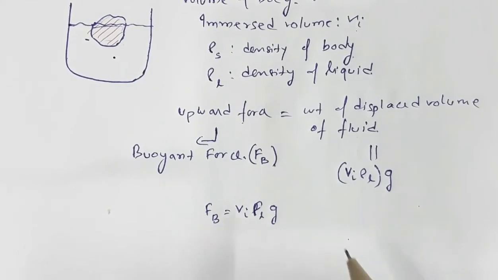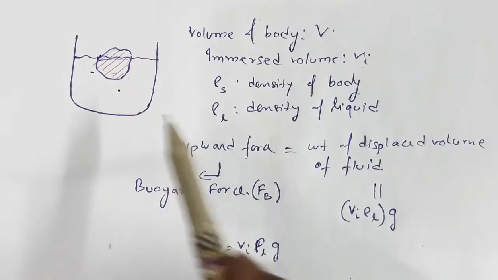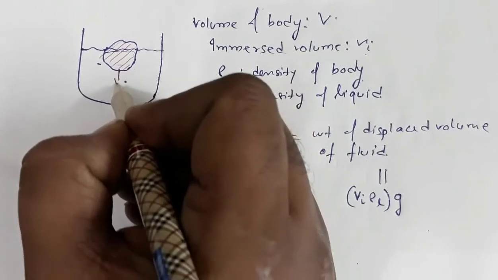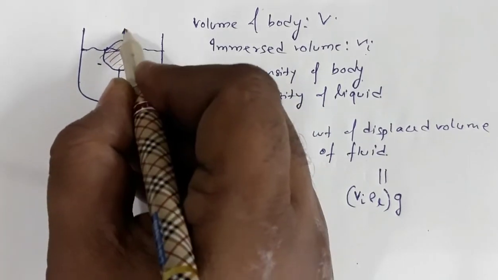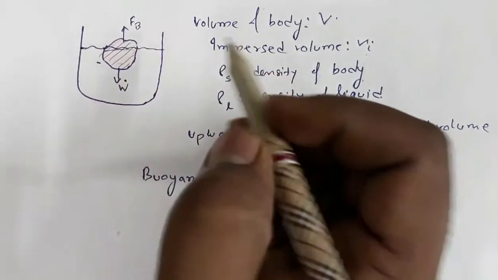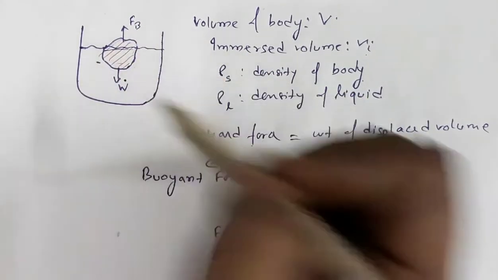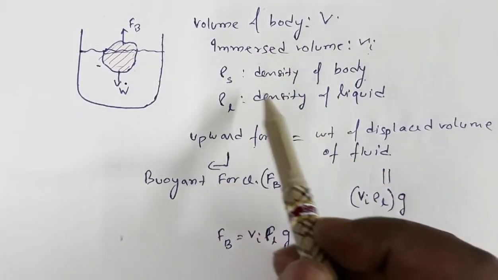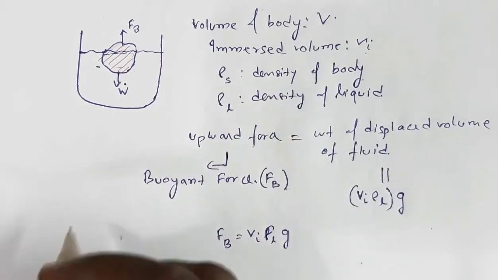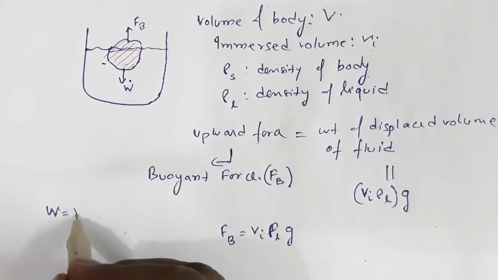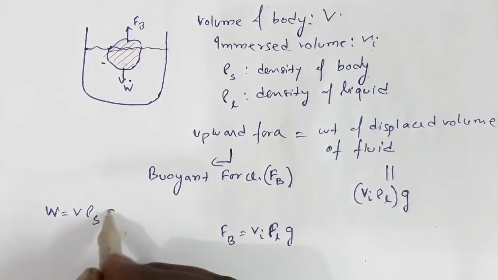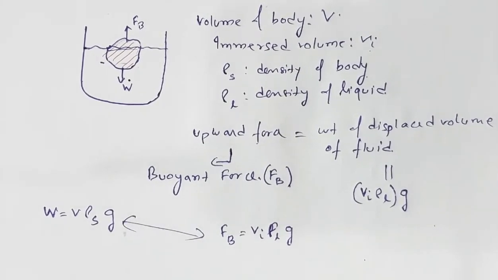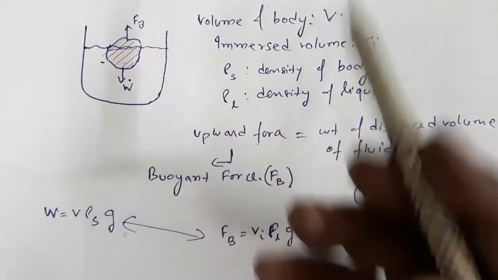Now, since this solid body is floating, that means the weight of the body acting in the downward direction and upthrust acting in the upward direction are equal. So what is the total volume of the body? V. What is the density of the body? rho S. So weight of the body, W, will be V rho S into g. Now these two forces must be equal at equilibrium.